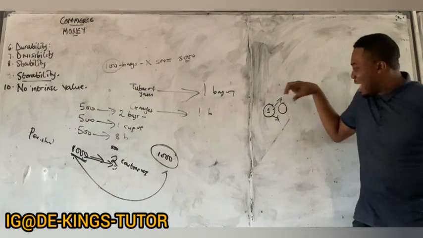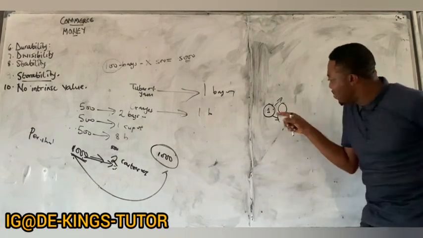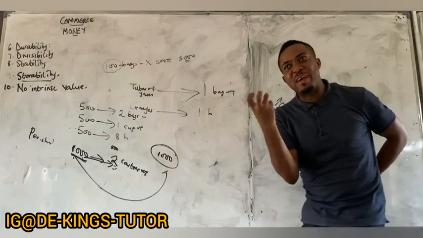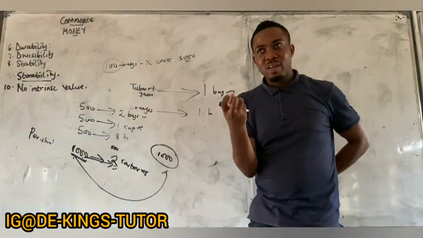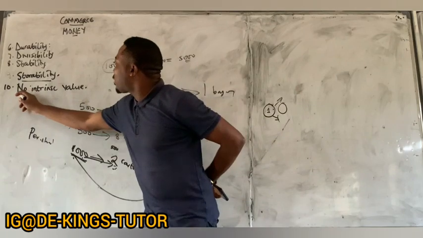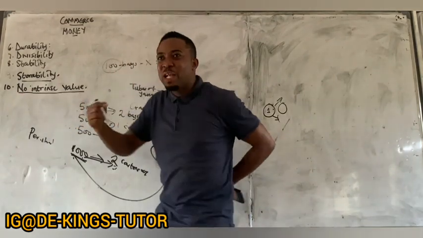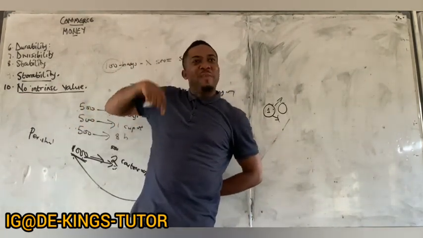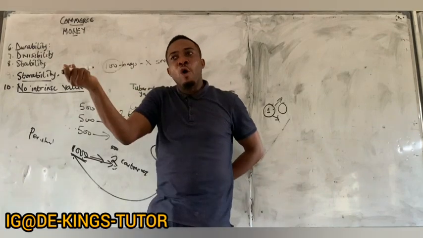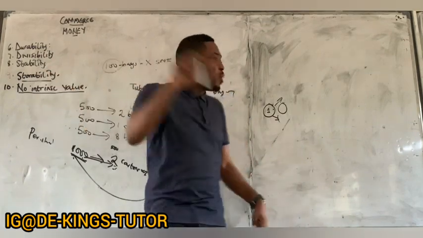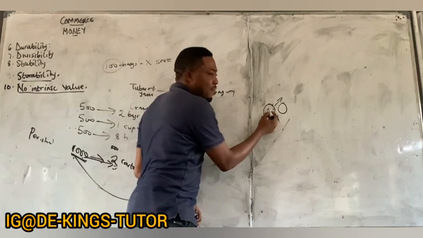Because in itself, that metal they use in making this is gold. Gold has value. So we are saying money should not have intrinsic value. That is, in itself, the value should not be more than what it can be used for exchange.